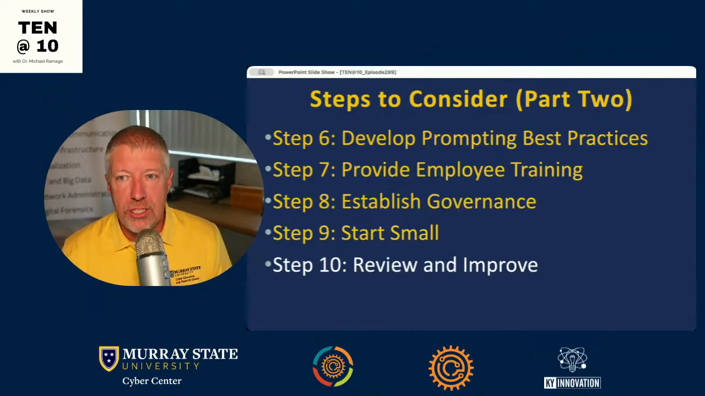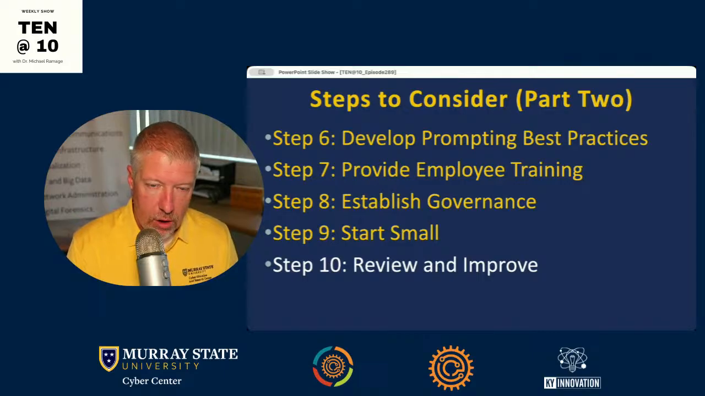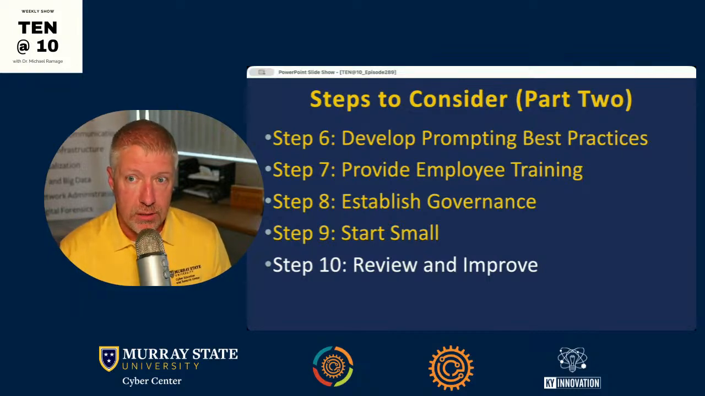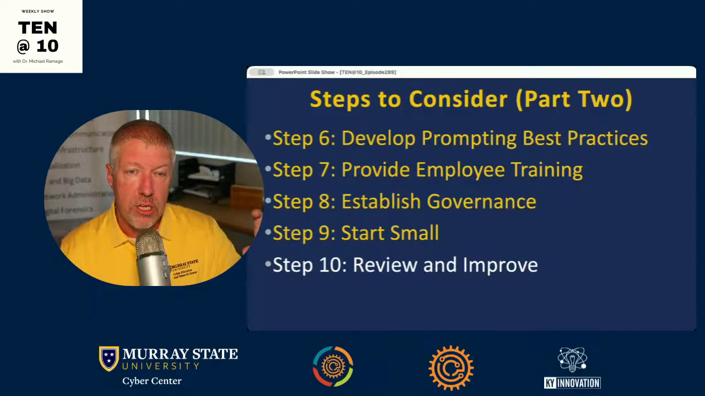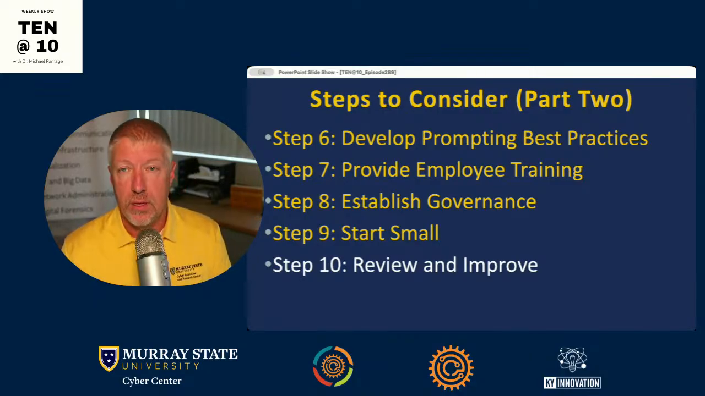Part of what I just said is having a feedback loop. We always want to make sure that we review what we're doing and that we try to improve it. If you go back to the very first thing we talked about, it was setting a policy. If we set a policy and we realize our policy is too restrictive or not restrictive enough, then we can review it and we can improve it.